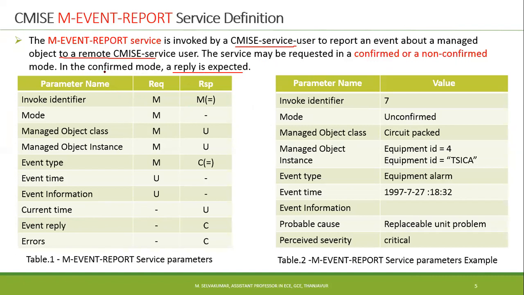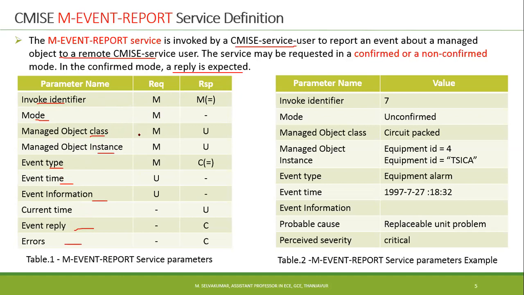Here, the parameters adapted for this service are invoke identifier, mode, managed object class, instance, event type, event time, event information, current time, event reply, and errors. This is the response from the remote systems. The invoke identifier records values such as 4, 5, anything else. And mode is either confirmed mode or unconfirmed mode.